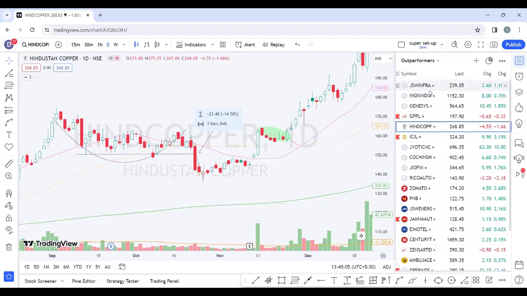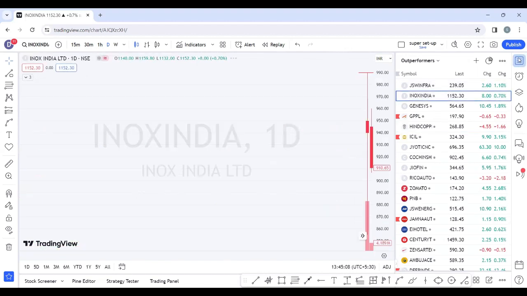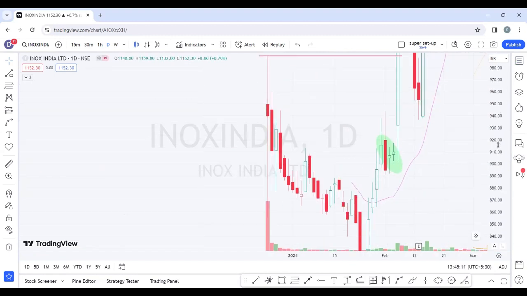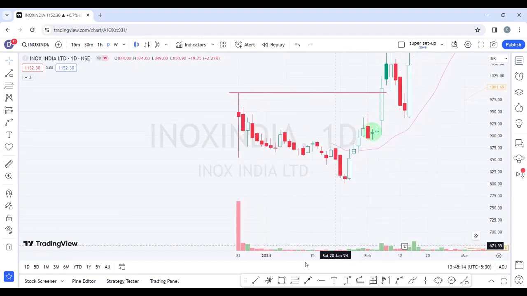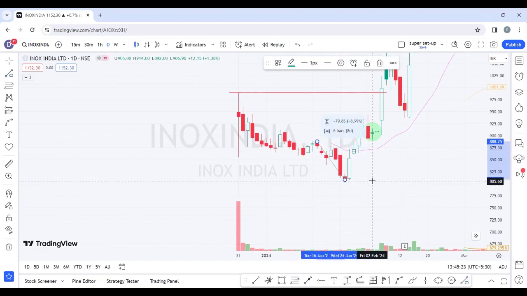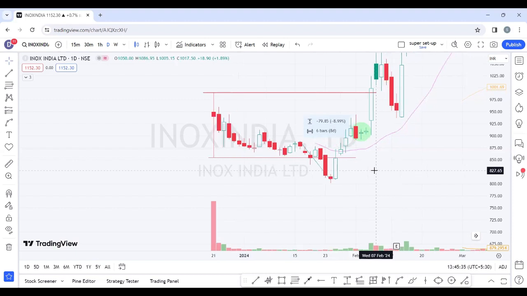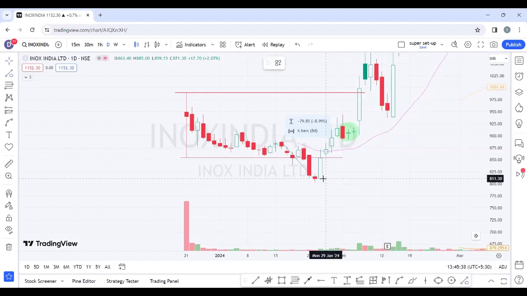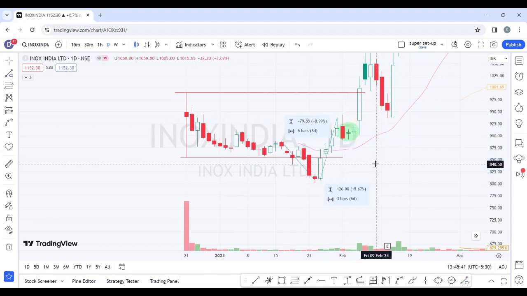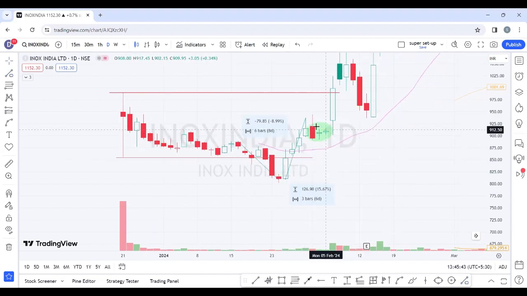Now, moving on to the next example. This is a big base, and just look at this move. The stock fell around 9% in a week. It breached the low of its IPO, and within 4 days the stock is up 16%, followed by tightness in the price.